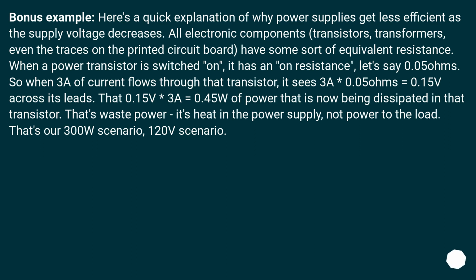That's 0.15 V × 3A equals 0.45 watts of power that is now being dissipated in that transistor. That's waste power, it's heat in the power supply, not power to the load. That's our 300 W, 120 V scenario.